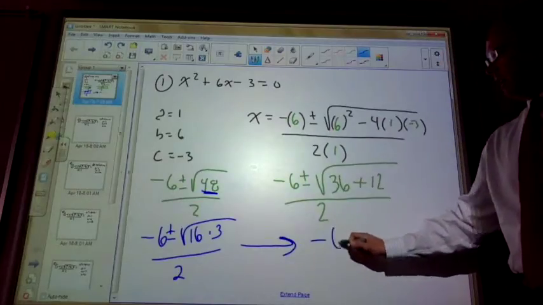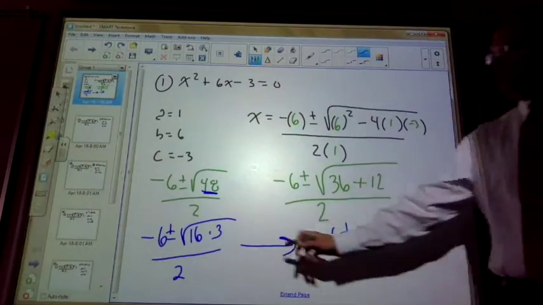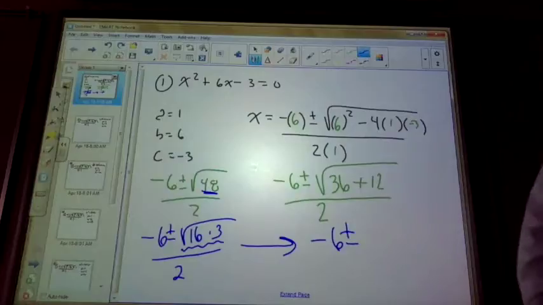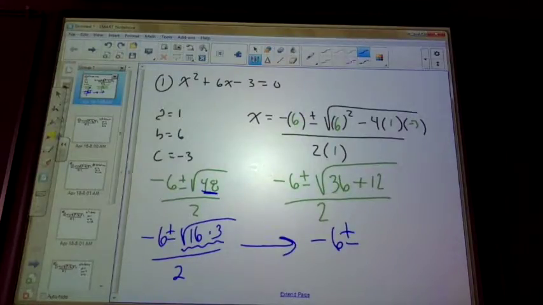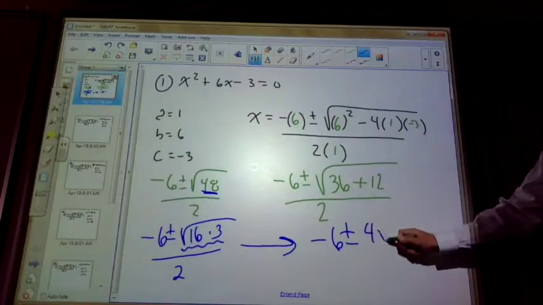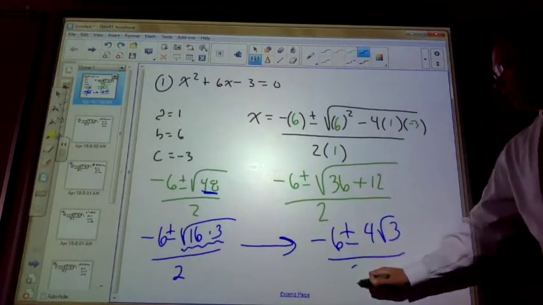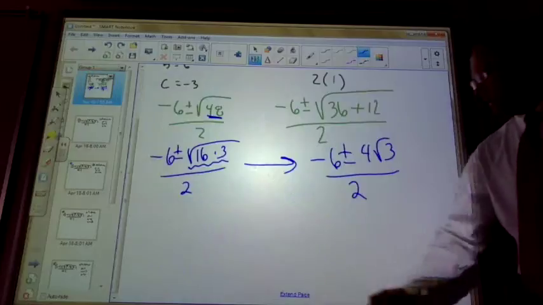So I got negative 6 plus or minus. What does this break down to? Square root of 16 is 4. So I get 4 square root 3. Still with me? All over 2. All right.